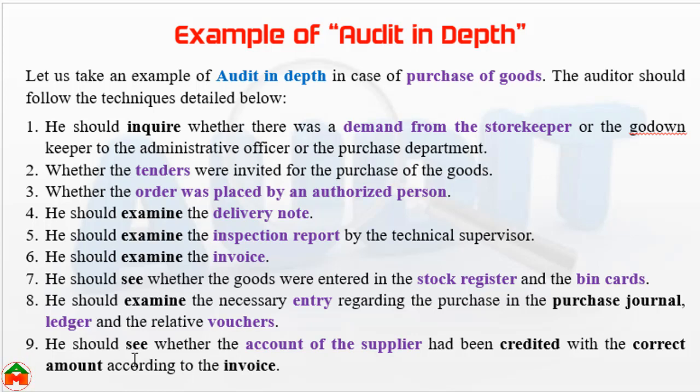And finally, you can see whether the account of the supplier had been credited with the correct amount of purchase, which should be consistent with the invoice. So these are the issues you can check for the purpose of audit in depth for a purchase of goods. You can also apply this audit in depth for other transactions.